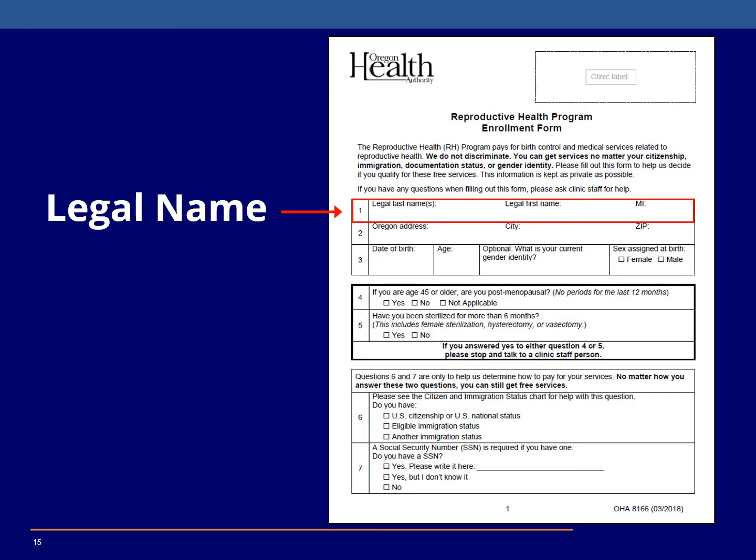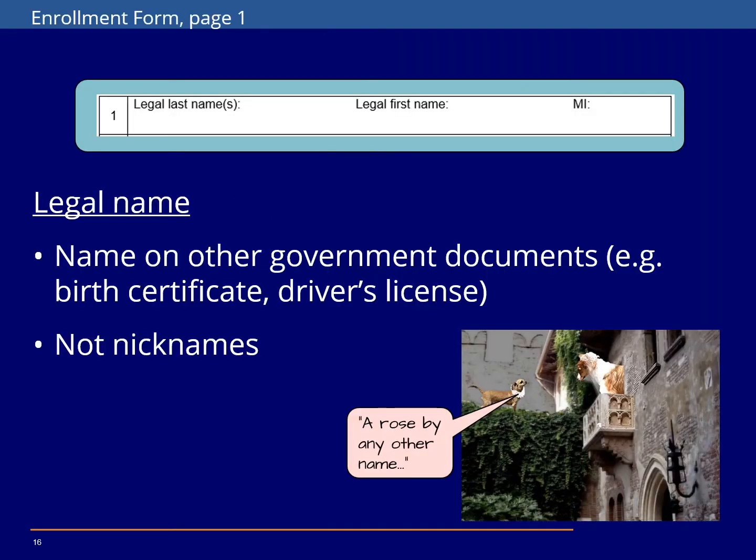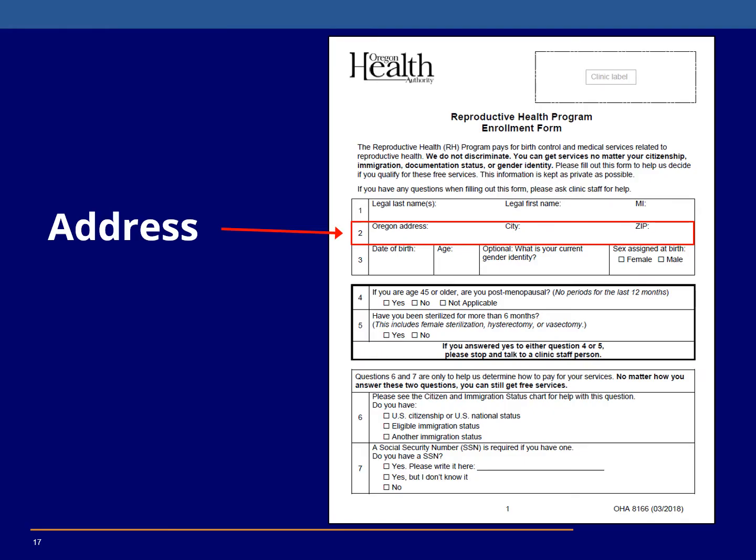The first thing we ask for is the client's legal name. This is their name as it appears on documents like their driver's license. The reason we need the client's legal name is because the client's name is one piece of information we use to verify the income and citizenship of clients who mark U.S. citizen on the enrollment form. For example, if you have a client whose legal name is Abigail, but she writes Abby, we won't be able to verify her information.